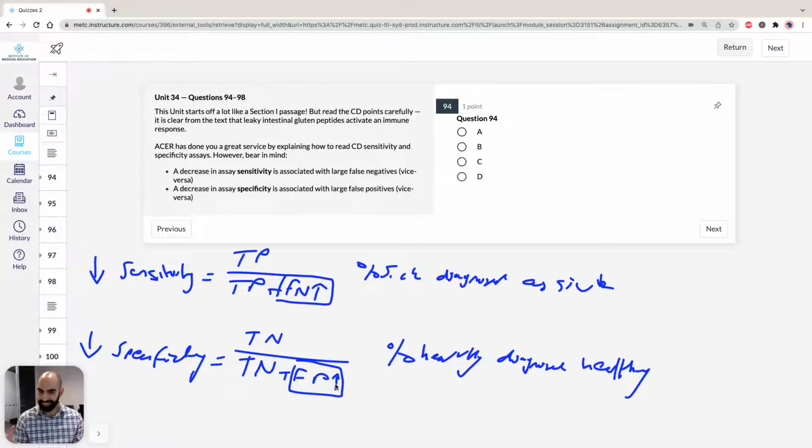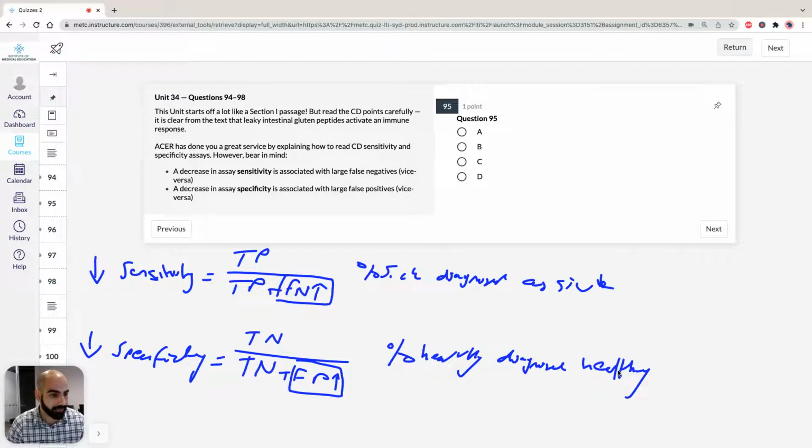Now, enough of this, let's dive into the question. Question 95 says, specificity indicates the percentage of. So we just went through this. Specificity indicates the percentage of healthy people diagnosed as healthy.